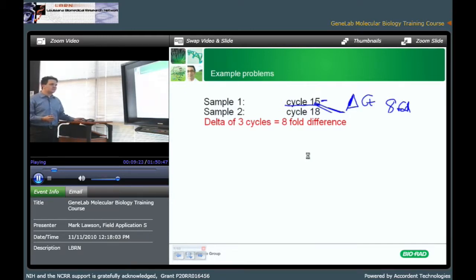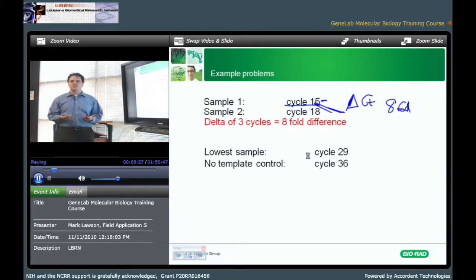But we can take this a little further. Let's suppose that we have our no template control. This is a sample that doesn't contain any cDNA from our samples of interest. Instead, we've used water. So this is our blank control, or our no template control, and it's positive. And this is something that quite often happens. But our lowest sample is at cycle 29. It's detectable at cycle 29. Right? Our no template control is detectable at cycle 36.